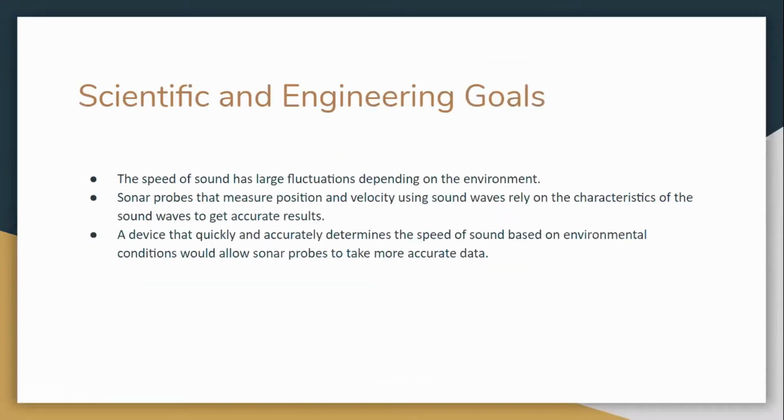The speed of sound has been seen to fluctuate dramatically, dependent on the characteristics of the current environment. Devices that utilize sound waves to take measurements are potentially restricted by this uncertainty in the speed at which the sound wave propagates. The creation of a model or device that accurately and quickly measures the speed of sound based on the environment's current conditions would be useful in devices such as sonar probes that are used to measure the position and velocity of an object using sound waves.